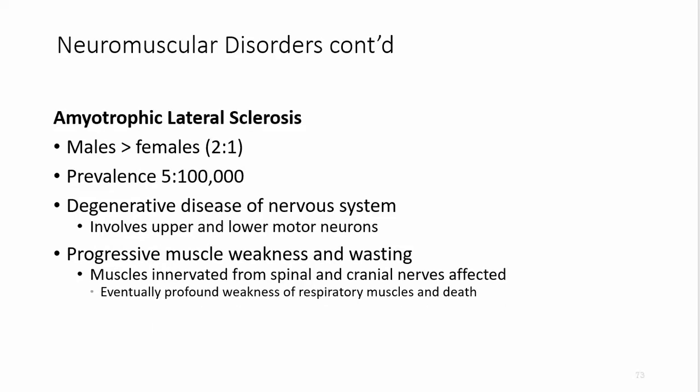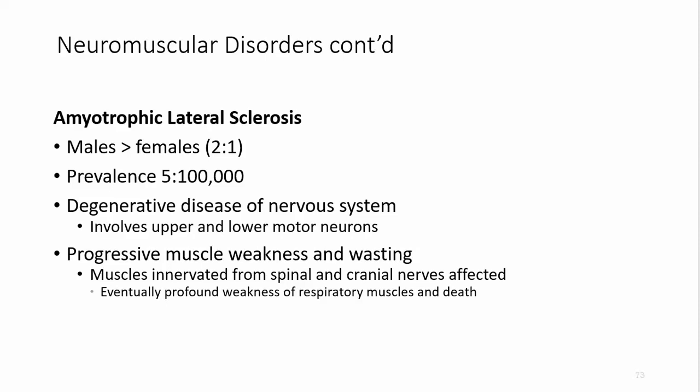Amyotrophic lateral sclerosis is Lou Gehrig's disease. This is a degenerative disease of both upper and lower motor neurons. As you remember from A&P, upper motor neurons are above the level of the spinal cord. The lower motor neurons are the ones that exit the spinal cord and actually go to the target motor units. This is a degenerative disease, and it's progressive.